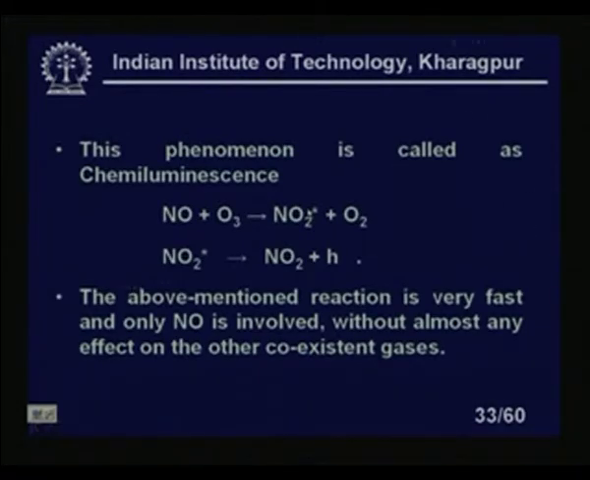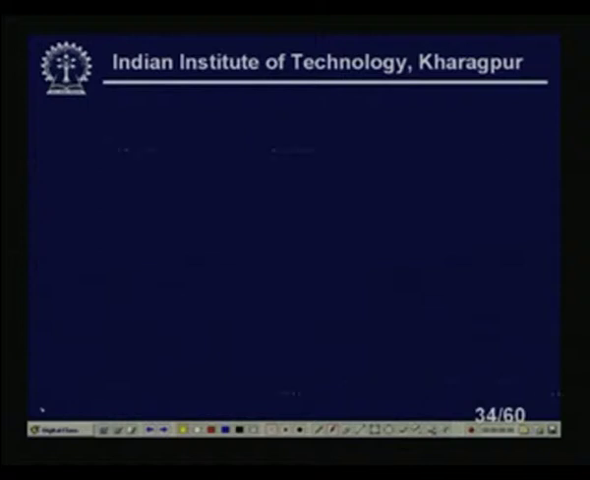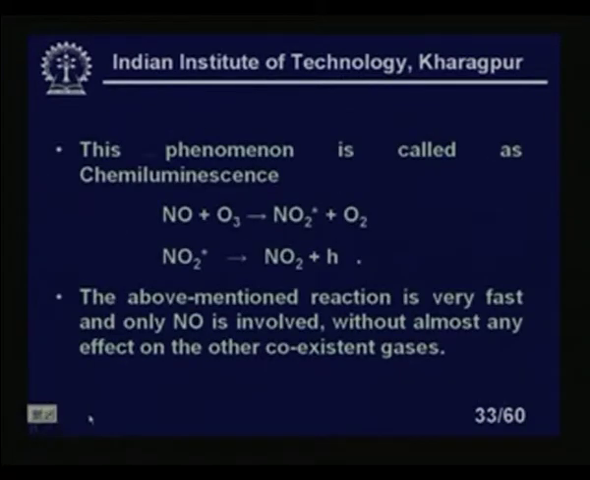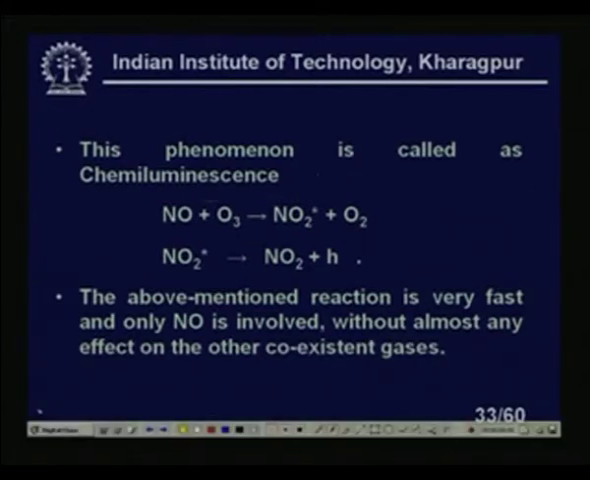NO2 asterisk, the excited state, goes to NO2 plus h nu. This is h nu, I am sorry. In the second equation, NO2 asterisk goes to NO2 plus h nu. So, the light will be emitted.